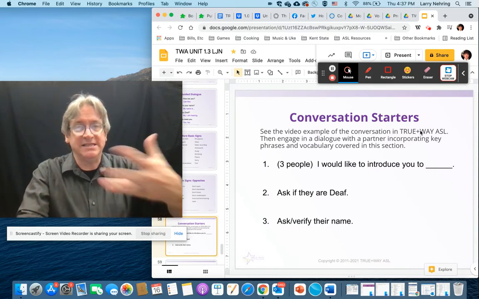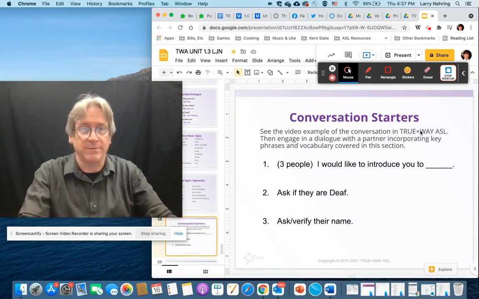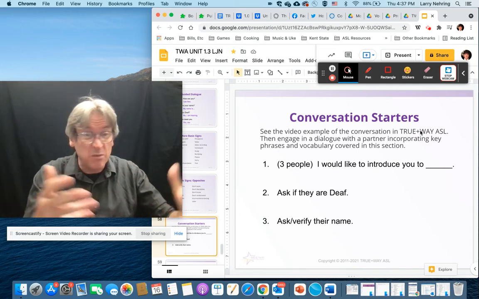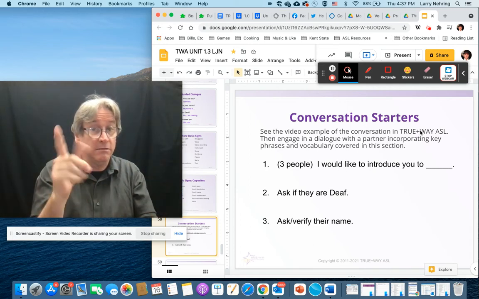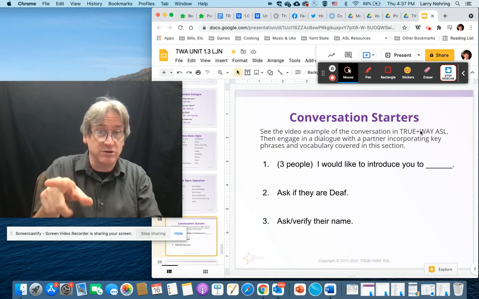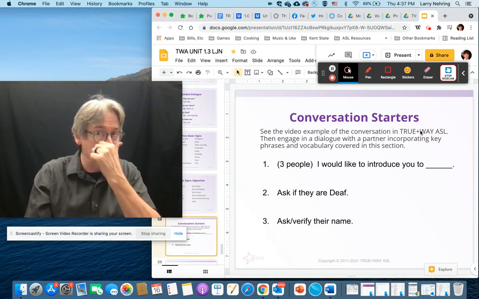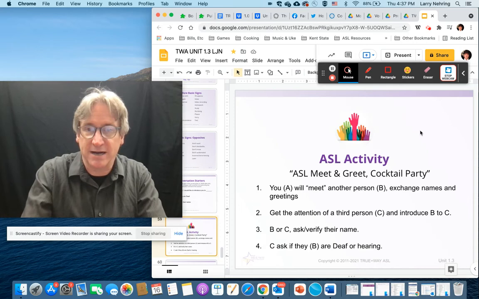And then this is the activity, conversation starter, something to practice. If you can Zoom with someone, this is a good thing to practice. Like introduce, right? And then ask if they're deaf, ask and verify their name. So this is the conversation starter to practice.